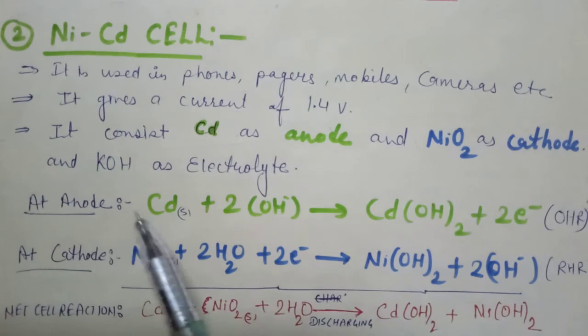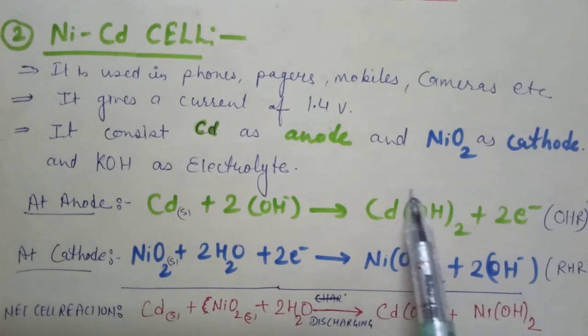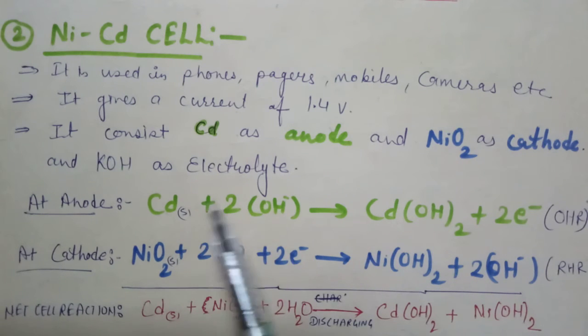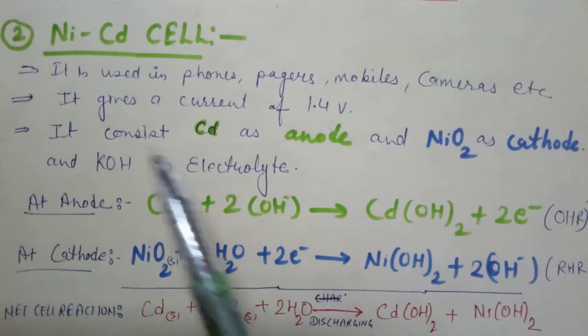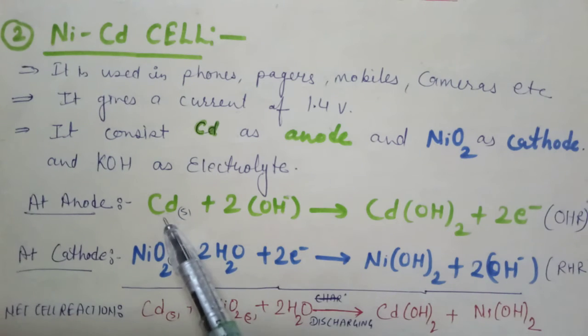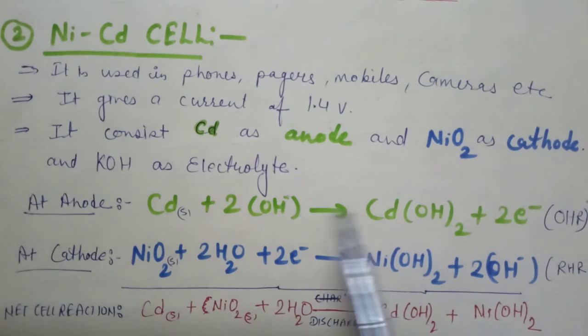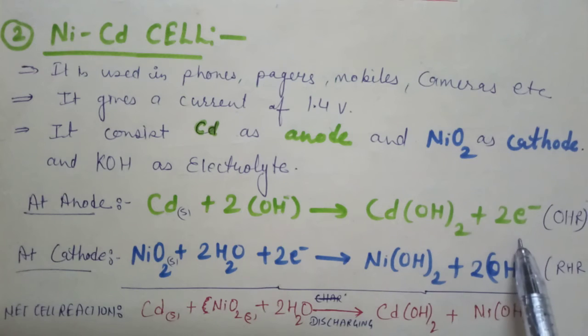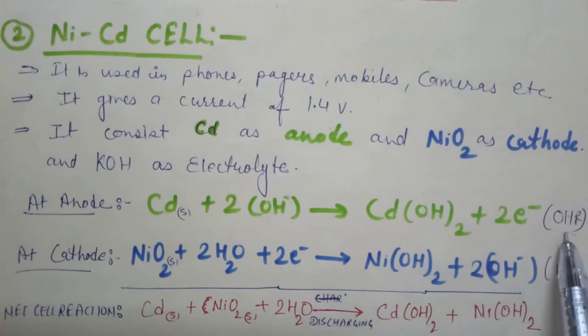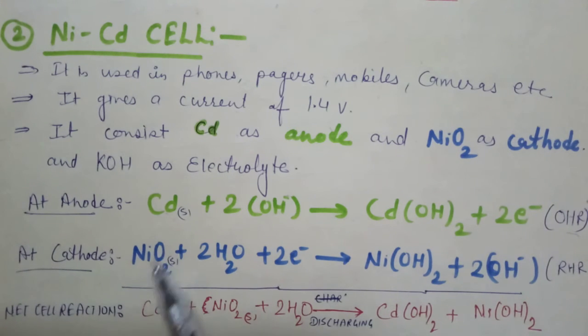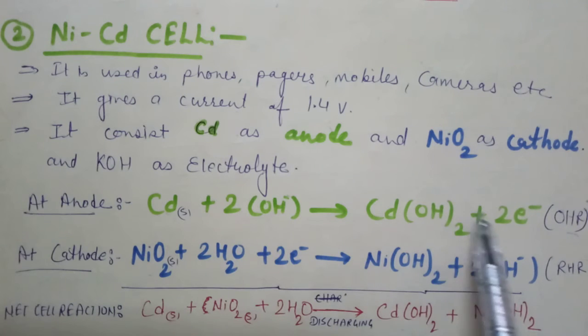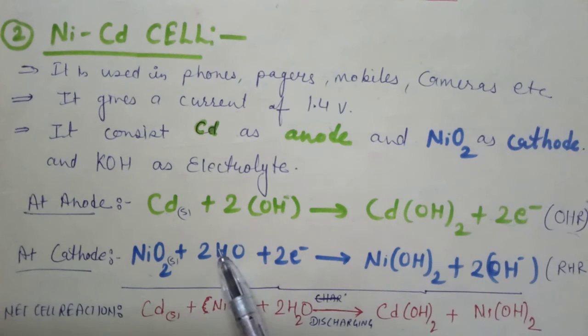Reaction at the anode: Cd is oxidized into Cd plus 2. So oxidation takes place in the presence of hydroxide ions which are obtained from the KOH. So Cd plus 2OH minus is equal to Cd(OH)2 plus 2 electrons. It is the oxidation reaction. At the cathode, NiO2 gets reduced due to these 2 electrons and H2O.